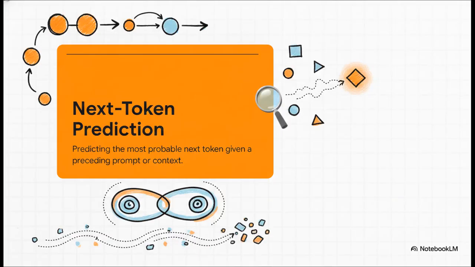It all begins with something called next token prediction. This is the absolute core mechanism behind all large language models. Basically, the AI calculates a probability distribution over its entire vocabulary to predict the most likely next word, or even just a piece of a word, based on whatever context came right before it.